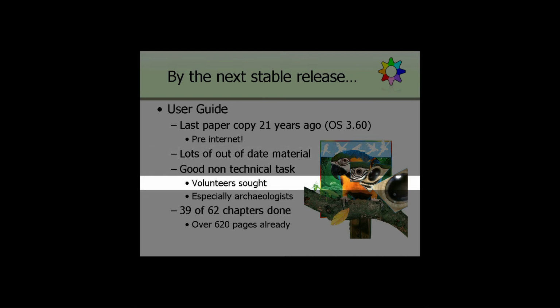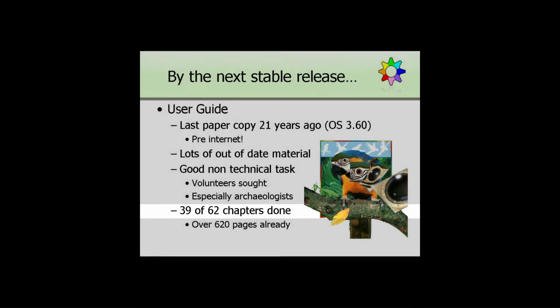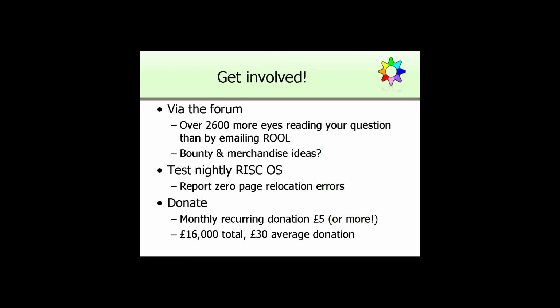So if there are any people who are good at writing English or good at proofreading, there are 23 chapters left to go on the update. A lot of the chapters are quite easy ones to edit, so if you're not feeling like writing any programs or programming your Pico in BASIC and you just want to do a bit of proofreading, we're always after volunteers to help finish the new user guide.